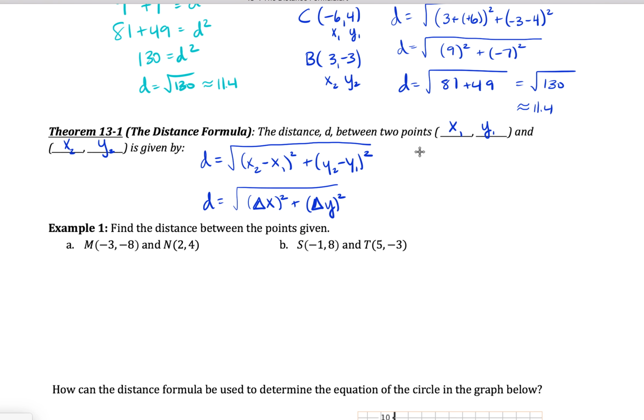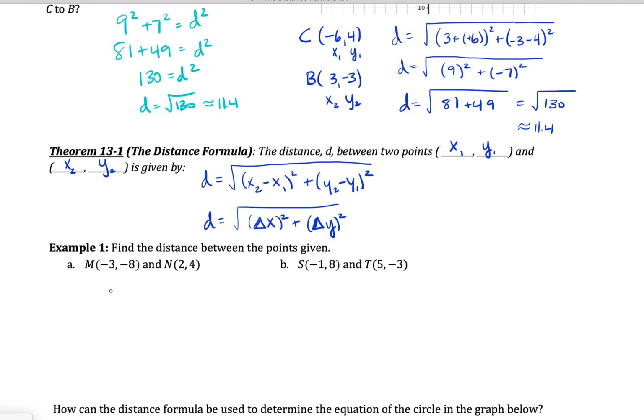Let's take a look at a couple examples of using the distance formula. So I have a point M and N, a point M at -3, -8, and N at 2, 4. Now let's just quickly sketch out a coordinate plane just to get an idea where these points are. M is at -3, -8, so -1, 2, 3, and then down 1, 2, 3, 4, 5, 6, 7, 8. So M would be right about there. N is at 2, 4, 1, 2, 1, 2, 3, 4. So it's right about there.